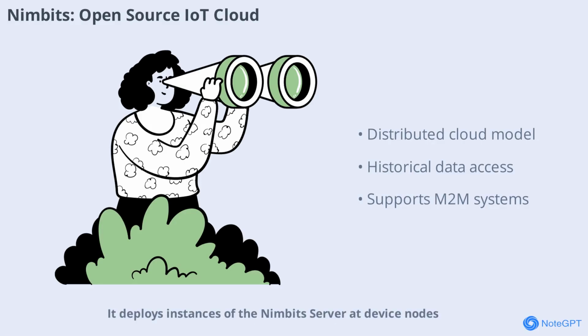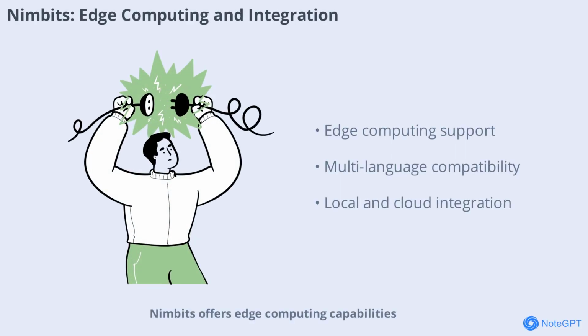It deploys instances of the NIMBITS server at device nodes, functioning as a data store, collector, and logger. NIMBITS supports access to historical data and is designed for both machine-to-machine (M2M) and human interaction, making it a versatile choice for IoT projects. NIMBITS offers edge computing capabilities, running rules and pushing important data to the cloud when connected. It supports multiple programming languages, including Arduino, JavaScript, and HTML, and can be integrated with various hardware platforms.